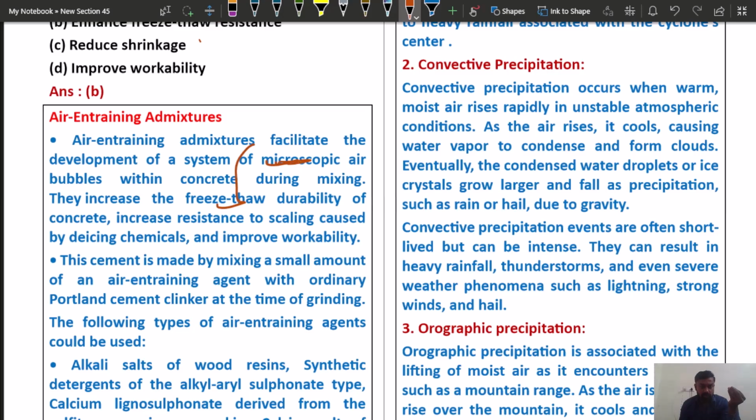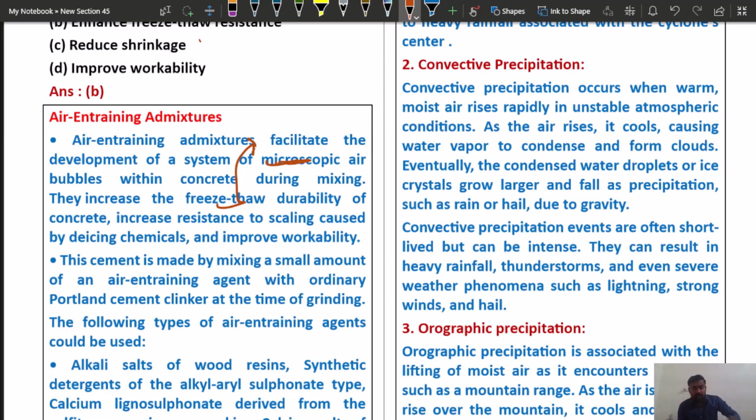What is freezing and thawing? If the concrete is permeable, some water will be entrapped in the voids, and in a cold environment or in the winters, this water will freeze, and after freezing the volume will increase, which will create cracks in the structure.